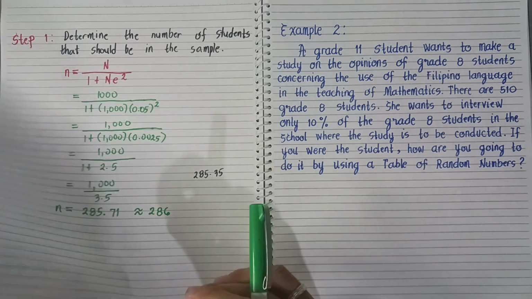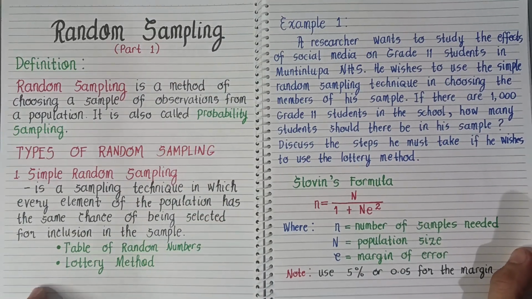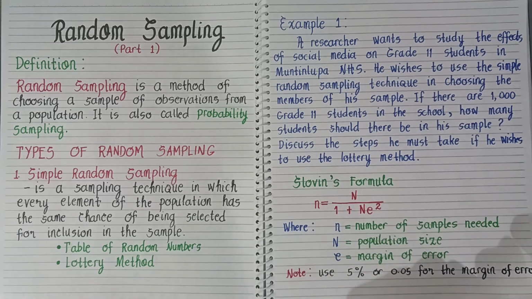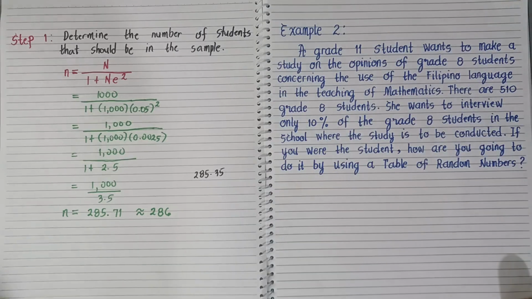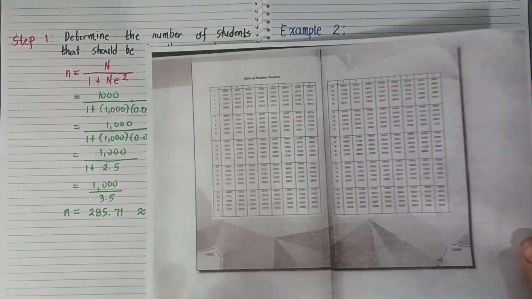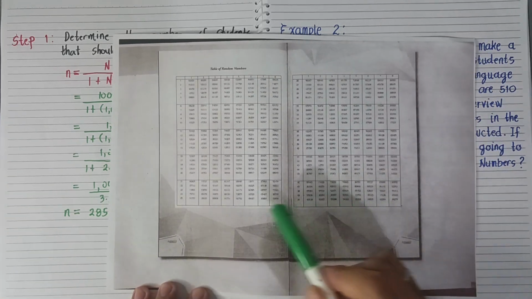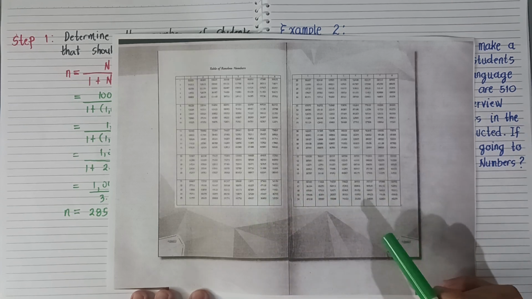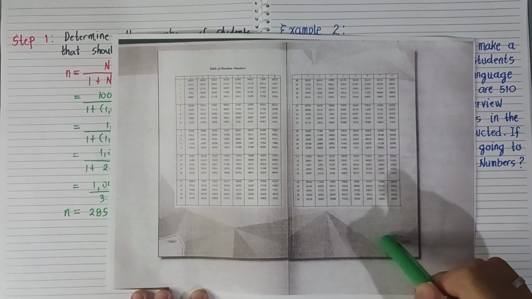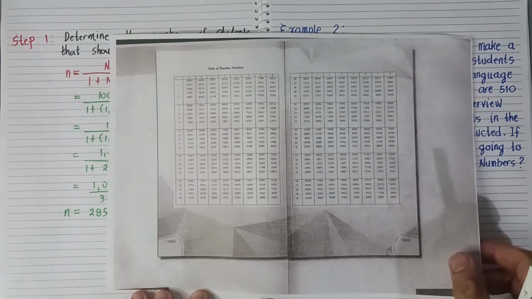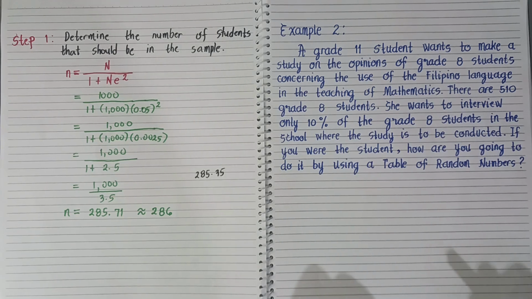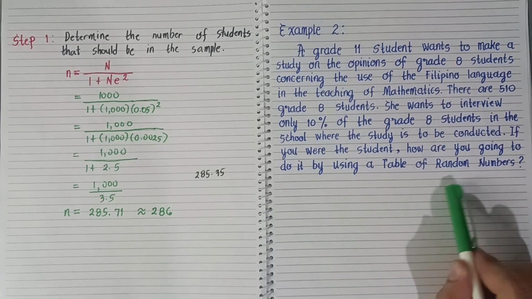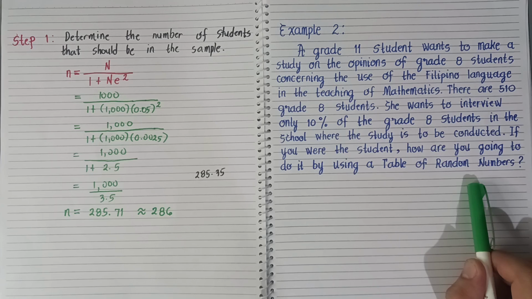By the way, class, dito sa simple random sampling natin, we have two methods: pwedeng table of random numbers and then lottery method. Na-figure out nyo ba kung ano yung table of random numbers? Actually, ito yun, guys. May nakalagay dito mga different numbers randomly picked by the random number generator. So, we can create our own table of random numbers. So now, dito, gamitin natin yung table of random numbers.